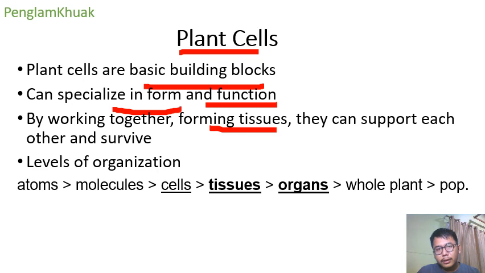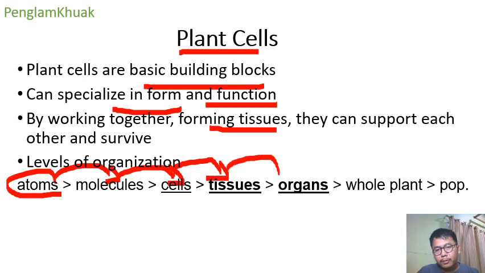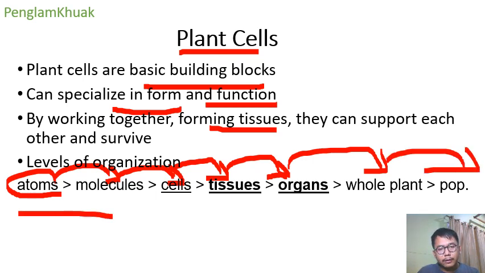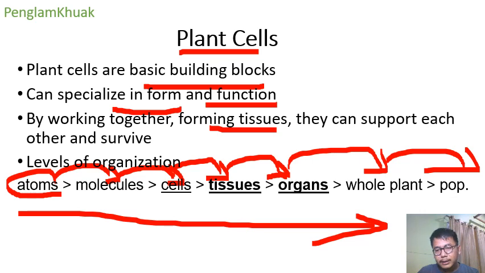Atom, as you already know, is the smallest unit of matter that has the properties of an element. Groups of atoms will form molecules, groups of molecules form cells, groups of cells will form a tissue, groups of tissue will form organs, and groups of organs will form the whole plant. Groups of whole plant bodies will form a population. These are the levels of organization which we can discuss.